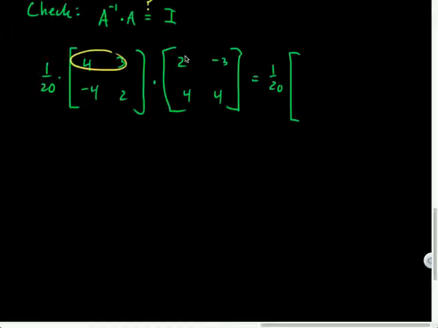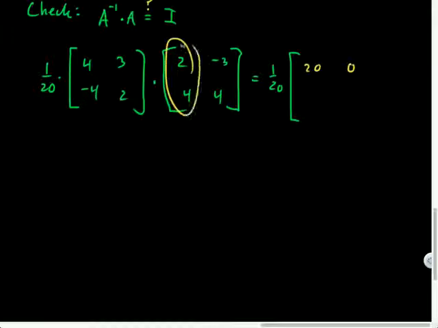And I'm going to do most of this work in my head here. So 4 times 2 is 8, right? Plus 3 times 4 is 12. So that's 20, right? Let's see, next one. 4 times negative 3 is negative 12. Plus 3 times 4 is 12. So negative 12 and 12 is 0. All right, this is looking good right now, I'm thinking.